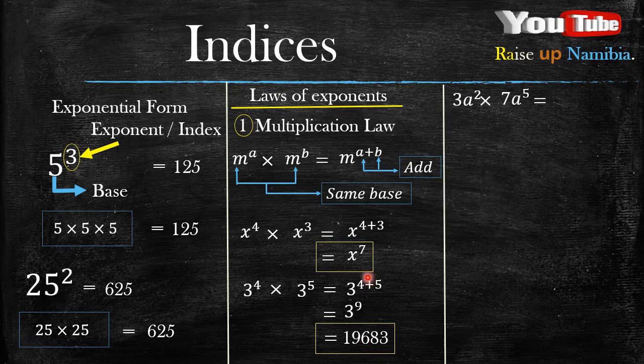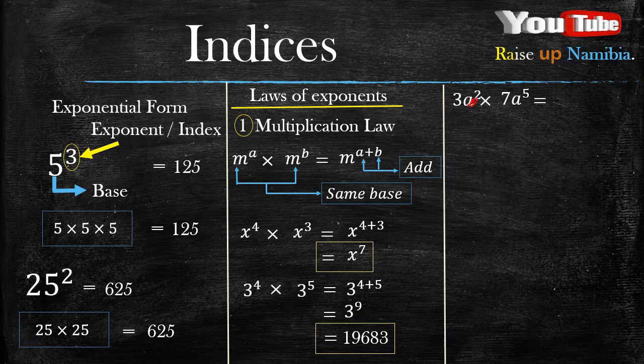Let's look at another example. Now, what if you are given not only a variable or a number, but in this instance, you are given a number and a variable. Okay? So what you do is this. First of all, the easiest way you can do this is to first focus on the number part.